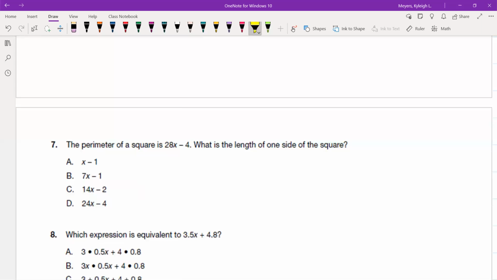Okay. Skip to question 7. Question 7 gives you the perimeter. Remember, the perimeter is when you add up all your sides. So think about how many sides there are in a square, which ones would add up good.